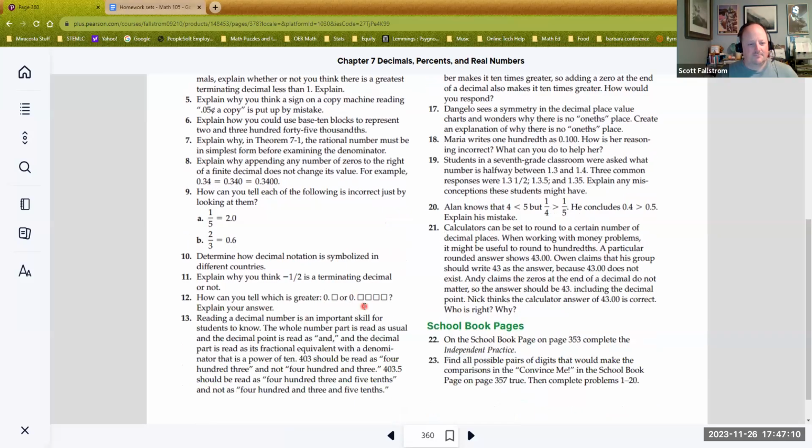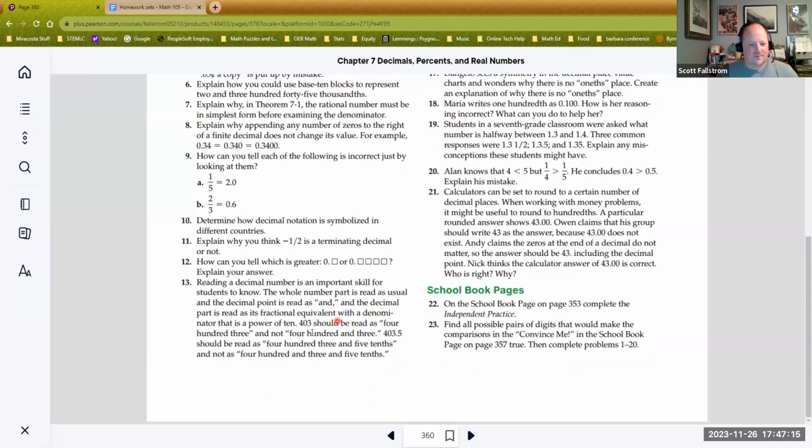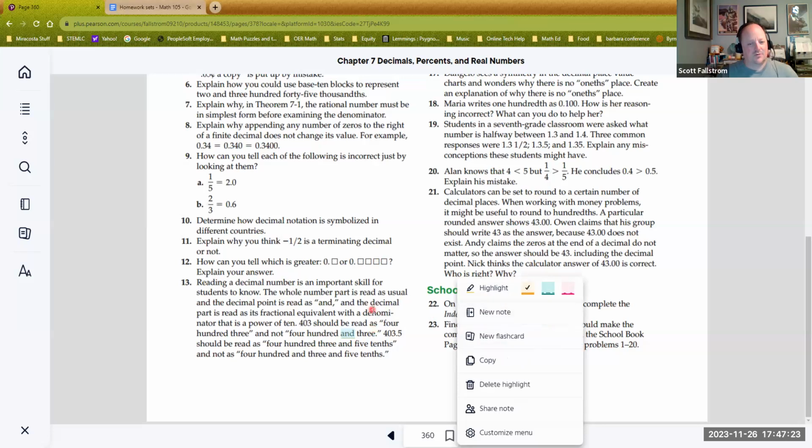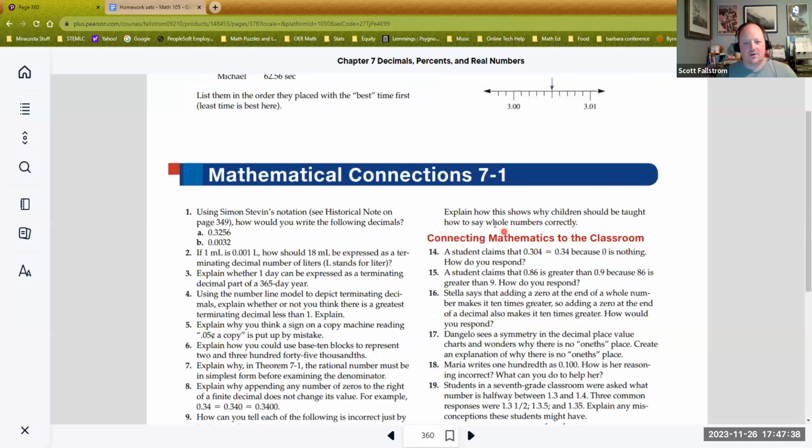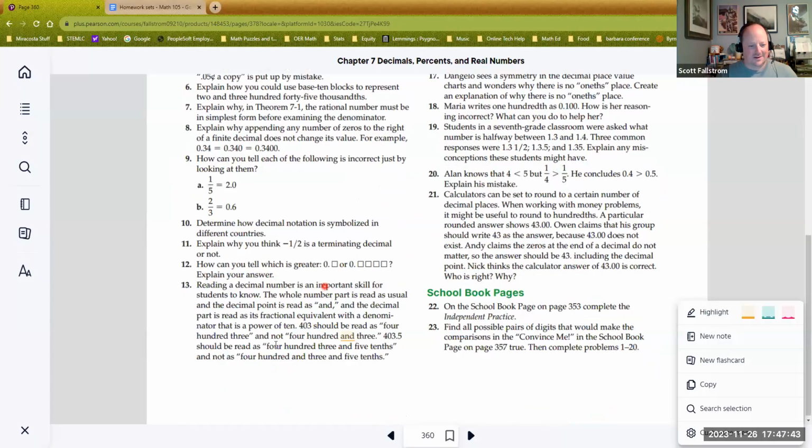And then 13 through 20. Reading a decimal part is an important skill. 403 and 5/10 should be read as 403 and 5 tenths, not 403 and 5/10 as I just said. Oh, yeah. There are still some of you in class I know who struggle with this because we're not saying 403 and 5/10. We use the word and once as our demarcation line between whole numbers and fractional numbers. Okay, explain how this shows why children should be taught to say whole numbers correctly. Okay, so take an example there.